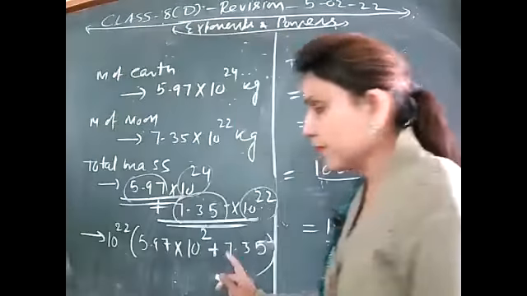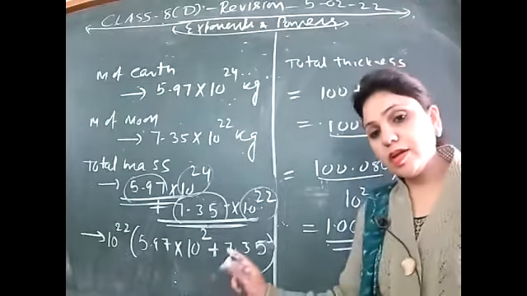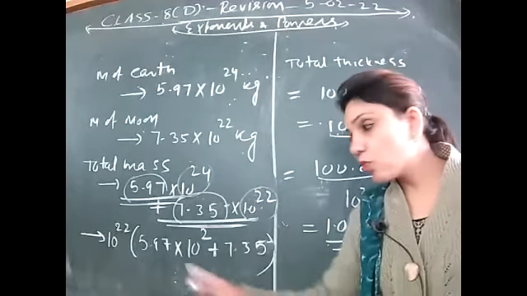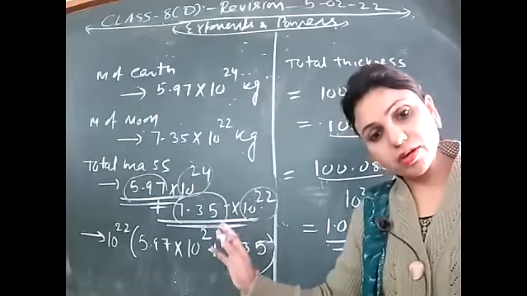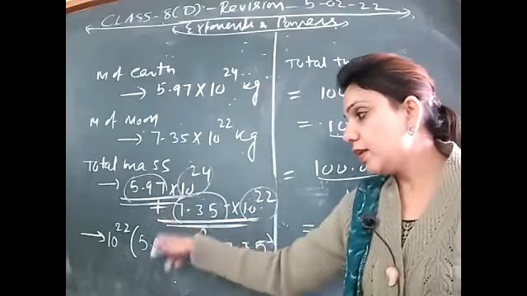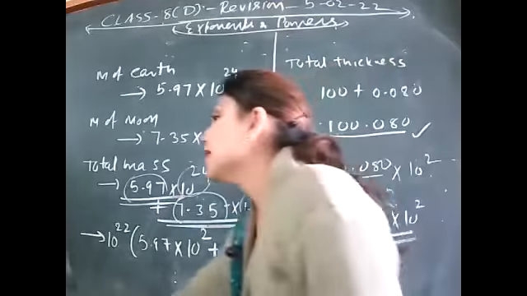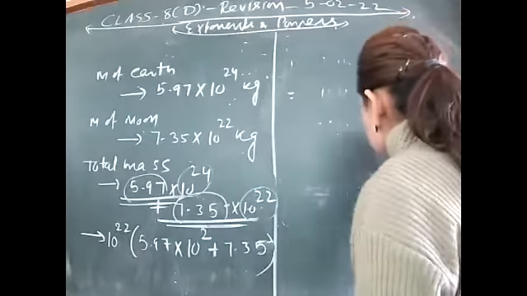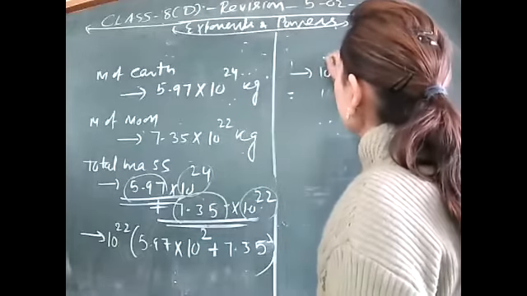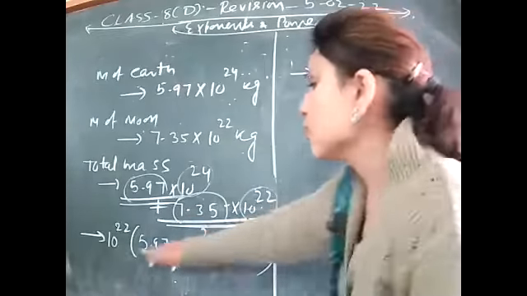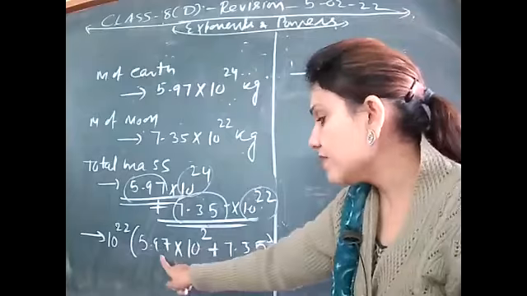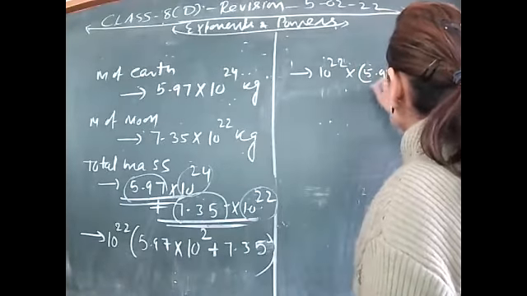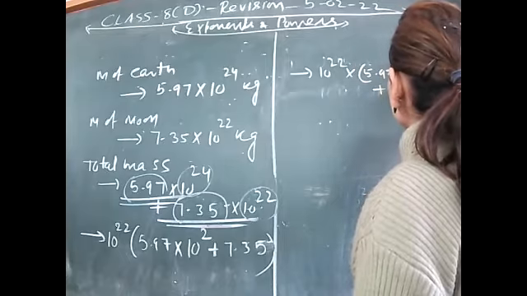Right? This is the step to be taken in consideration very carefully, because we haven't done such a step earlier. We did take common in factorization, but here we are taking 10 raised to 22 as common. That will give us the easiest calculation to add the mass of earth as well as sun. So this will be 10 raised to power 22 multiplied by the bracket, 5.97 multiplied by 10 raised to power 2, which means 100, plus 7.35.